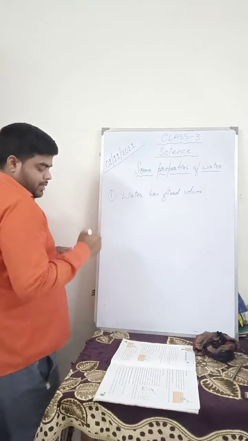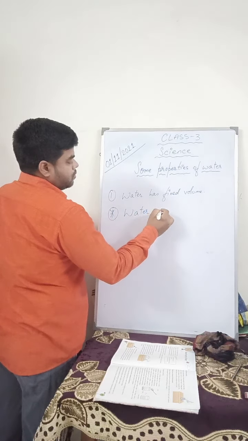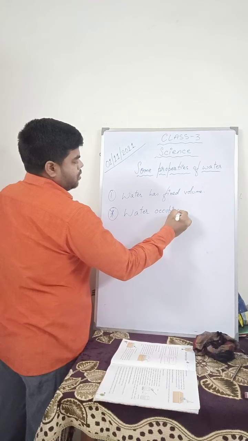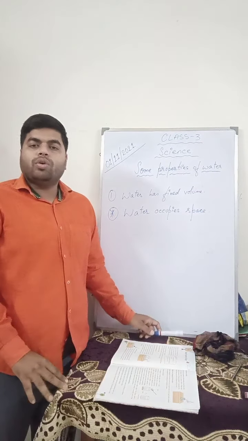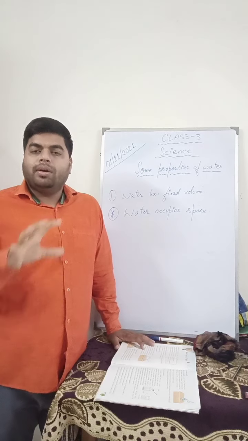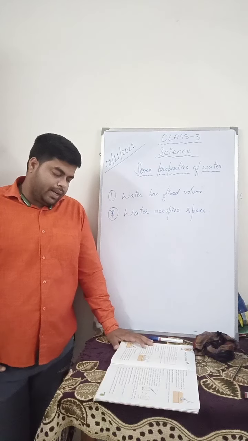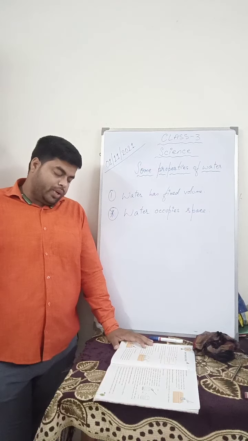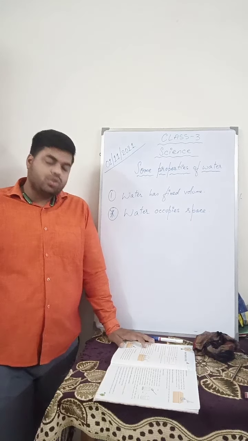Next, water occupies space. The next property of water is that water occupies space. That means water takes up the empty space wherever it reaches. Since water is a form of matter, it has mass and occupies space. For example, if you take a container filled with a solid to its rim and pour water into it, the excess water will flow out of the container. This is because water needs space which it does not get, and so it overflows.